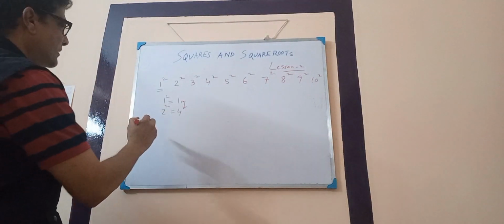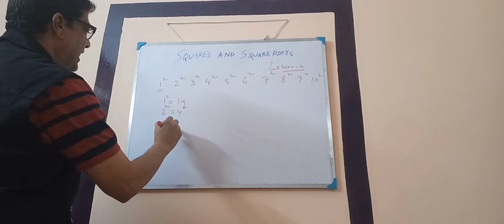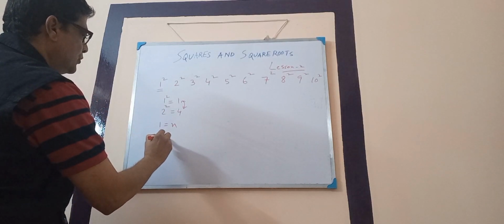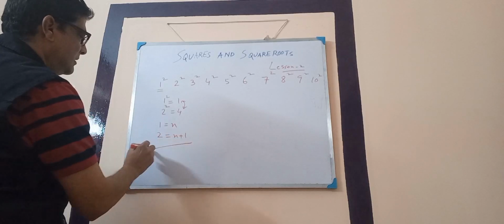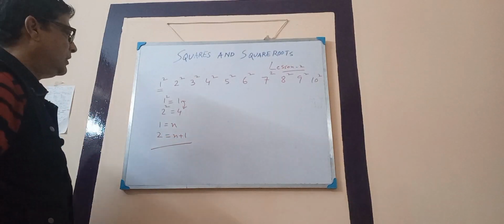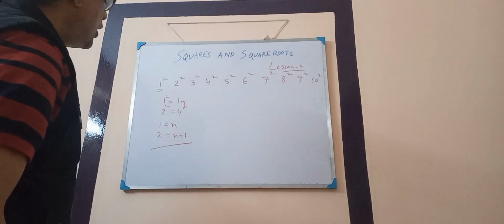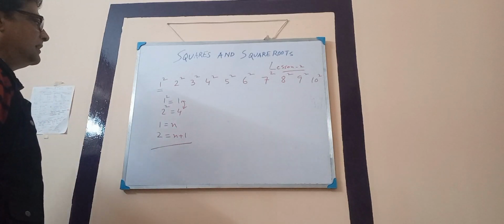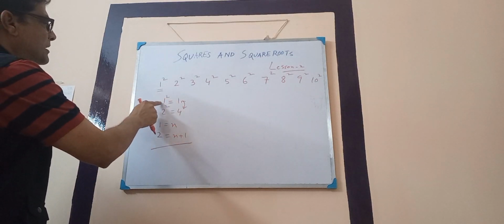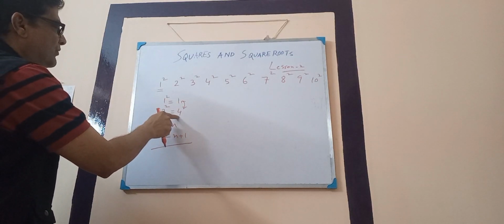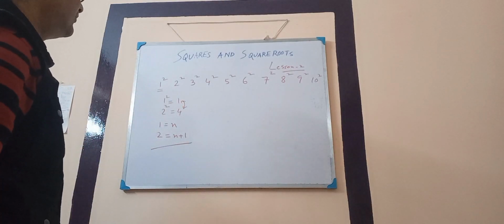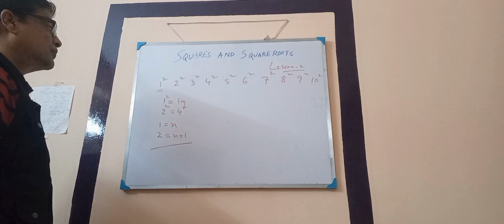Now, if I take 1 equal to n, then 2 will be n plus 1. I think this is okay with you. If I take 1 equal to n, then 2 will be n plus 1. So how many numbers are there in between two consecutive square numbers? That means 1 square is 1 and 2 square is 4. That means how many numbers are there in between 1 and 4 which are not square numbers?